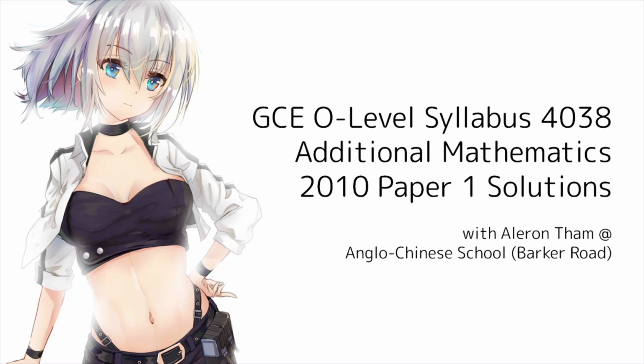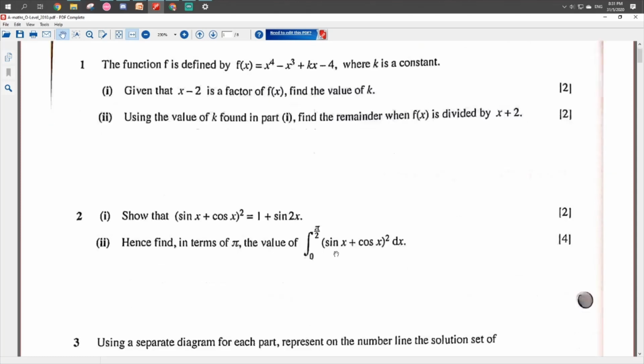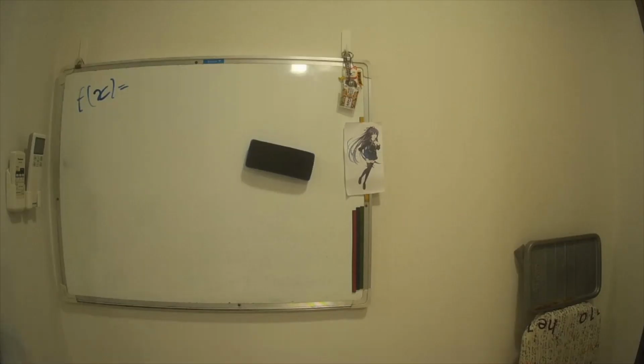So if you come over here, now you will see the paper. So let's look at question 1 to begin. The function f is defined by f of x equals x to the 4th power minus x to the 3rd power plus kx minus 4, where k is a constant. Given that x minus 2 is a factor of f of x, find the value of k. Alright, so let me just write that on my board.